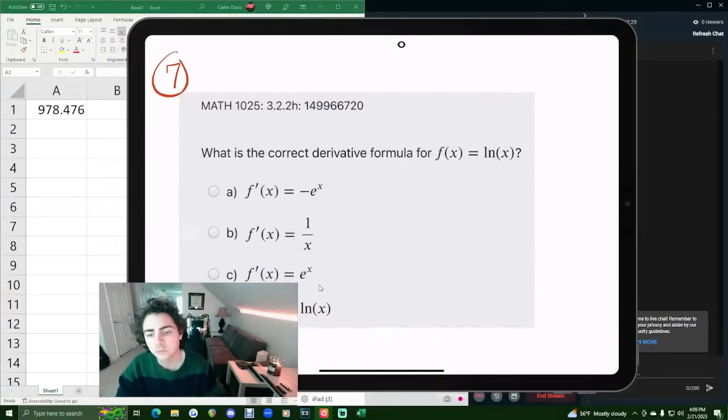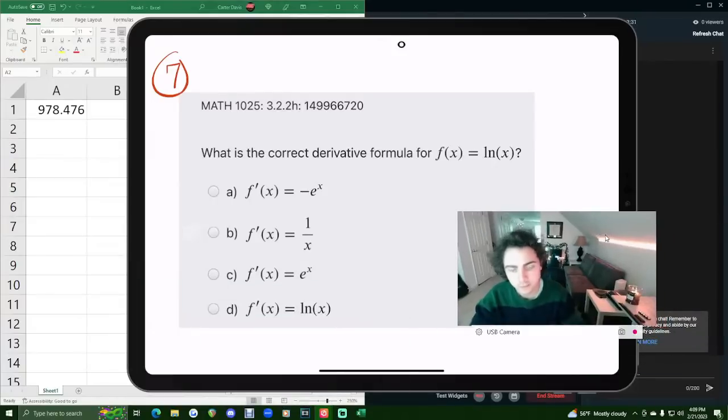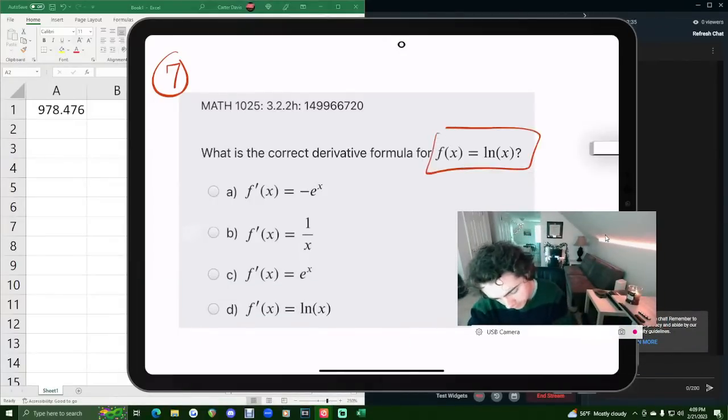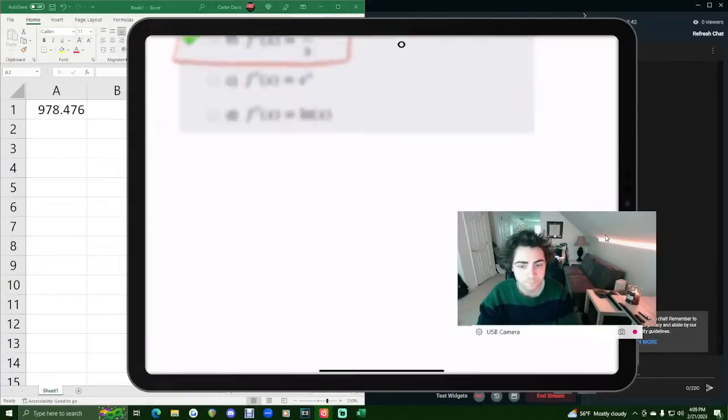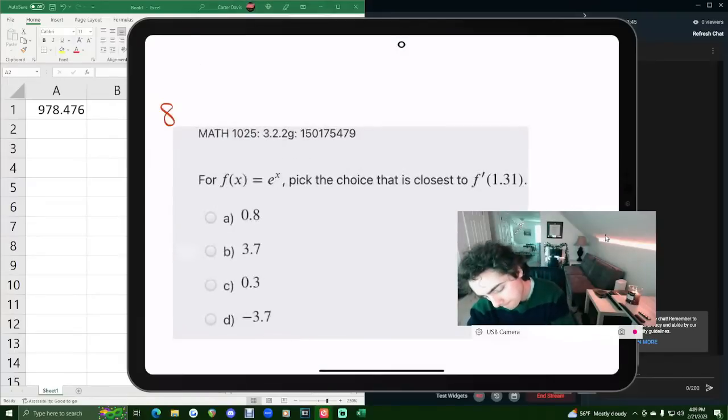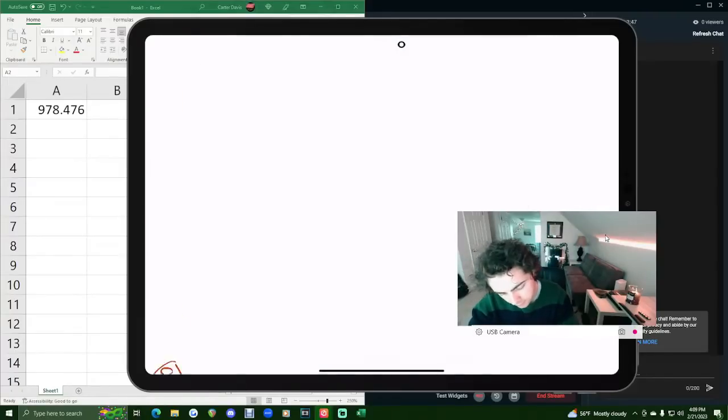What's the correct derivative formula for ln of x? So this one I will also kind of give to you. Again, it's a memorized one like some of the others. So ln of x has a derivative of 1 over x every single time. Let's keep going. Number 8. That was number 7, right?